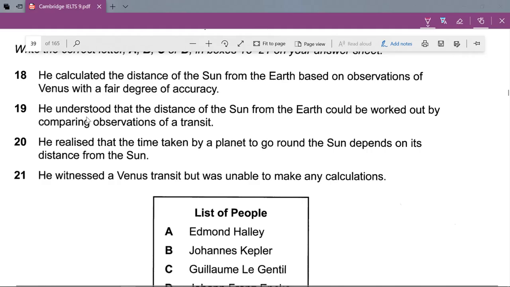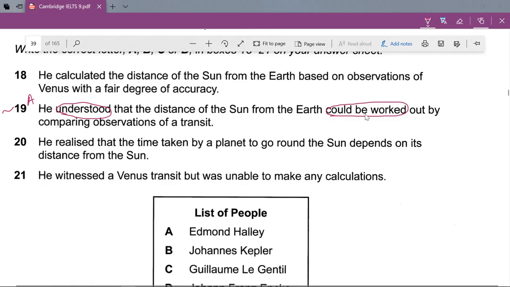So I was looking at this set of questions. Let me see, what did he say? He calculated the distance. No, he didn't calculate the distance. He gave an idea. So not this. He understood that distance of Sun from Earth could be worked out by comparing observations of a transit. This looks like Edmund Halley. He realized that time taken by a planet to go around the Sun depends on its distance. No, not really. Witnessed a Venus transit. Not really. He was doing Mercury. Answer is this one. So I would say, put A here.